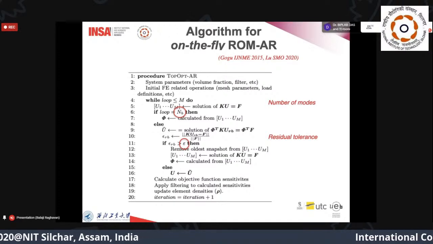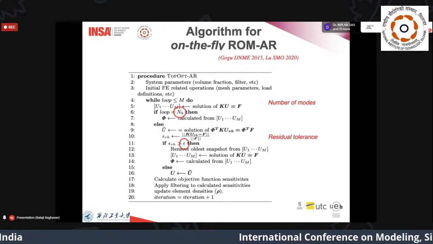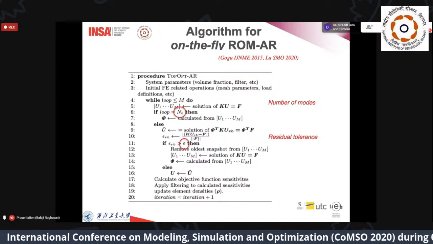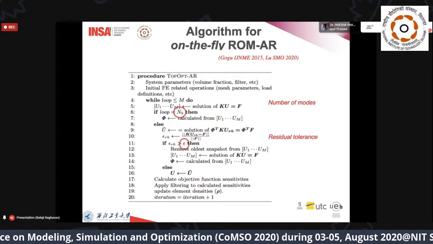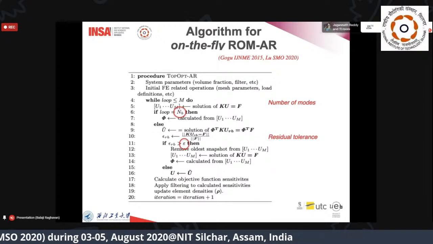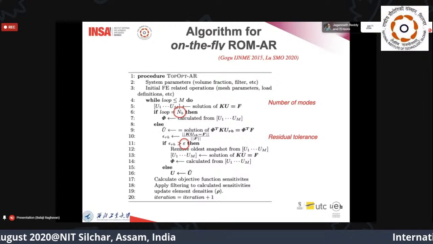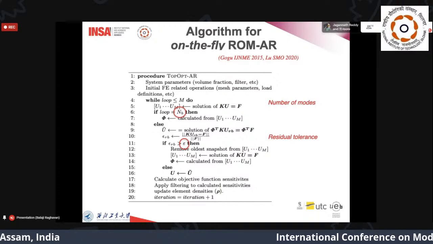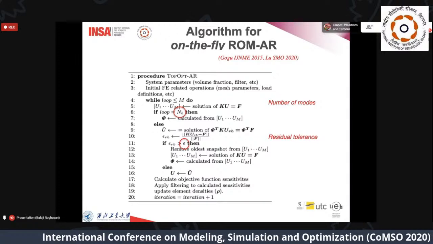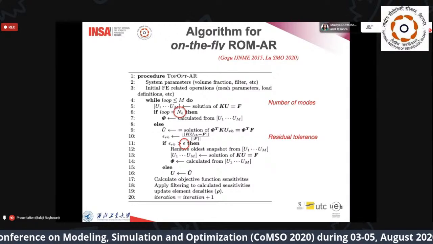So the whole idea is for the first NB displacement vectors, you have to solve them using KU equals F. But once you have passed that, you actually have to remove the oldest snapshot and substitute it with the newest snapshot, okay? And you can again use Gram-Schmidt or PCA to find the basis. Now, everything is monitored by your error criterion.